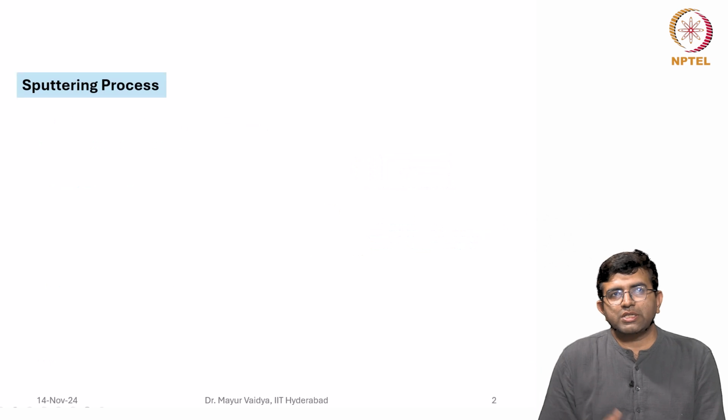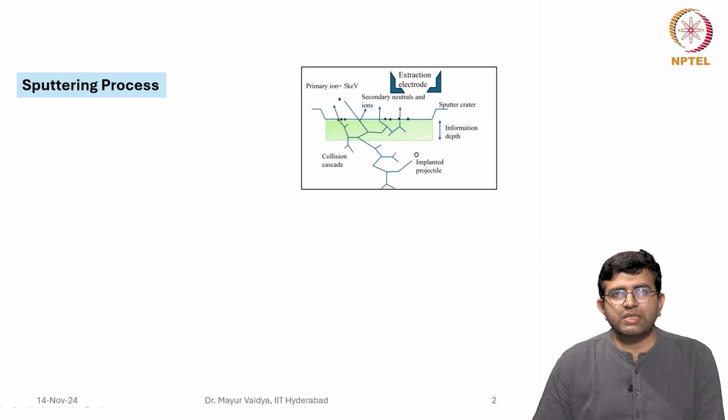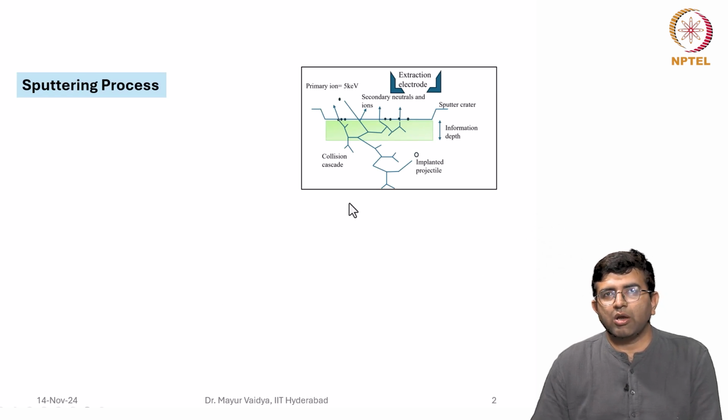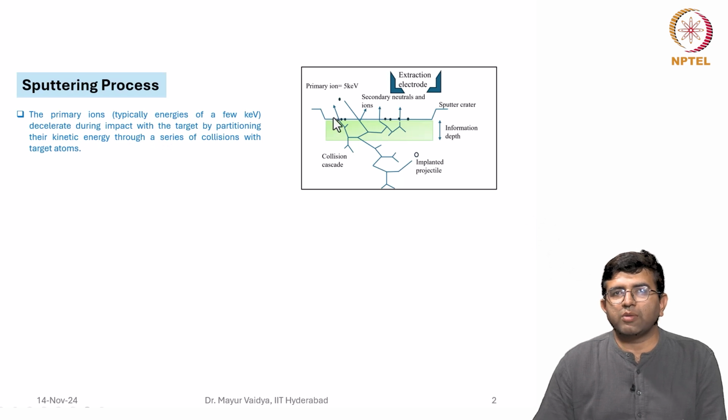Before we start secondary ion mass spectrometry, let me briefly tell you what the sputtering process is. I am sure you might have heard this term called sputtering. Sputtering is basically when a primary ion beam impinges on the surface, and it decelerates during the impact with the target material. So if this is your target material and there is a primary ion beam of a certain energy, it will impinge on the target and decelerate by partitioning its kinetic energy through a series of collisions.